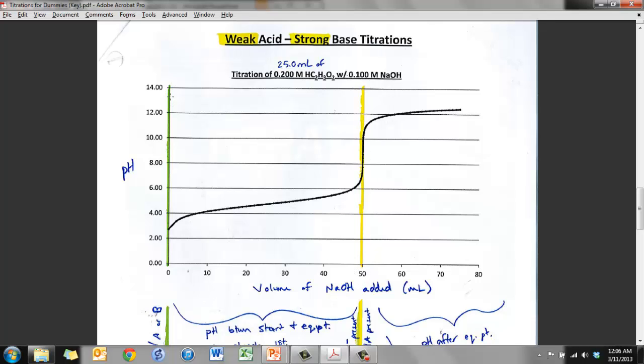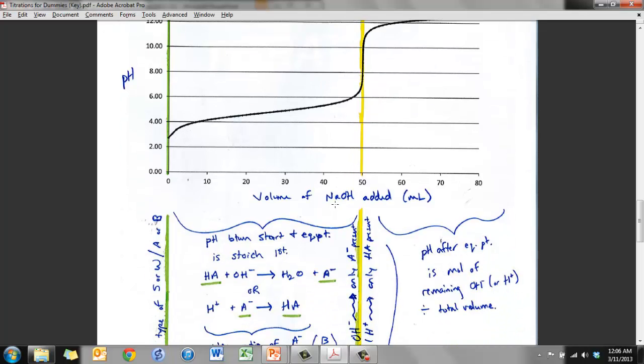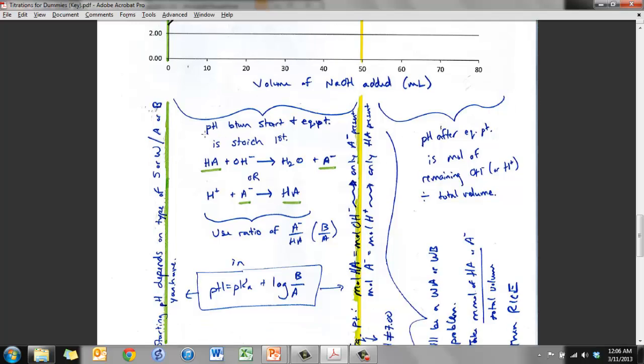Everything after the starting point and before the equivalence point here, all the way through this region here, it's important to write this down. The pH between the start and the equivalence point for a weak strong titration is always the HA plus the OH minus.